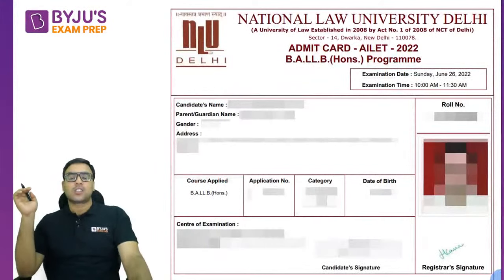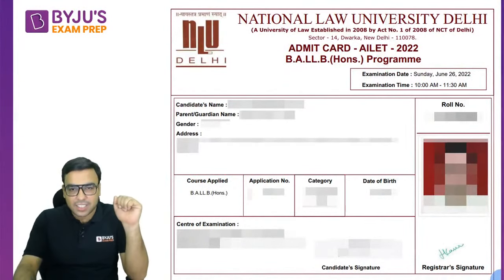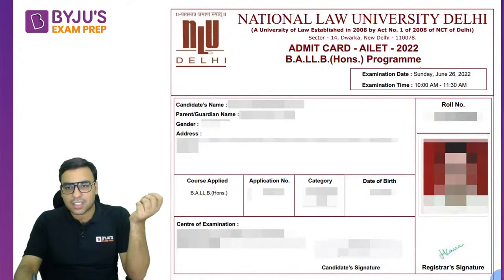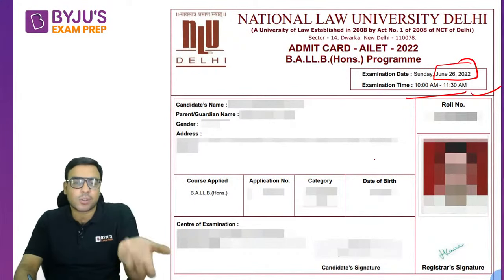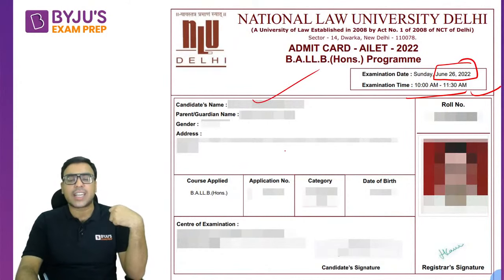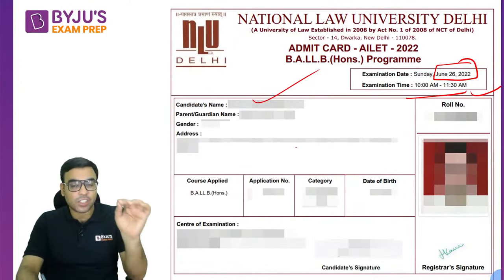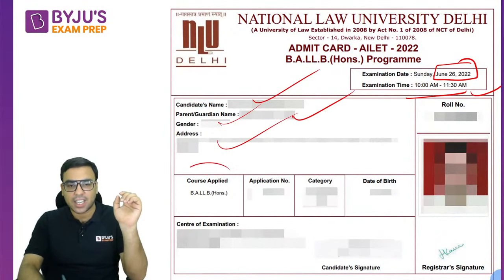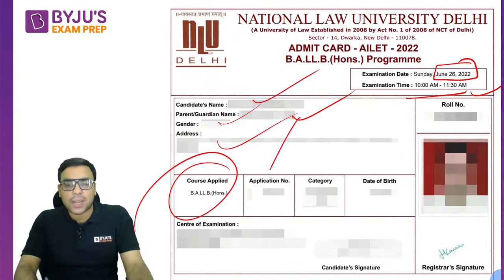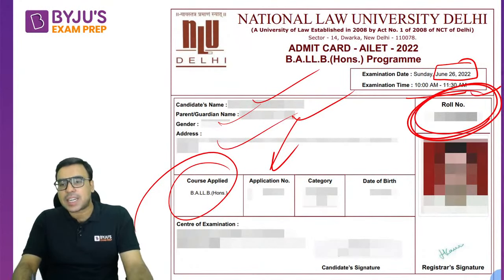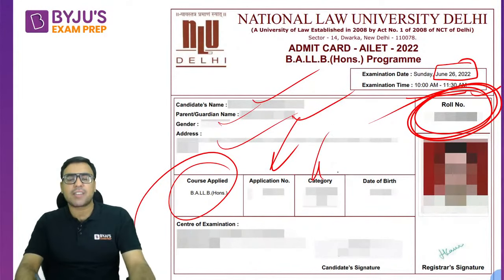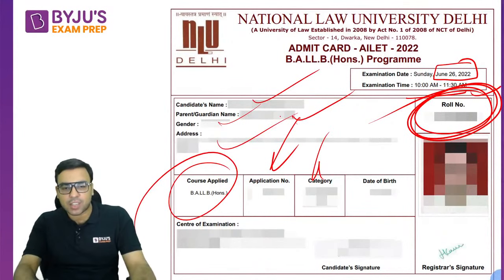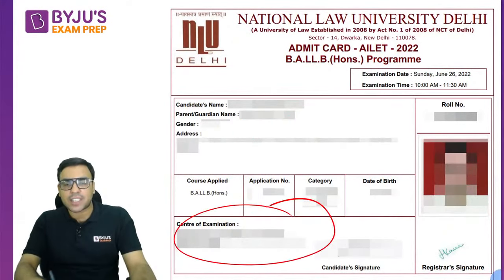Now the admit card will look something like this, National Law University admit card. The examination will be on 26th June from 10 a.m. to 11:30 a.m. Here your candidate name will be written. Please check whether your spelling etc. is fine. The name, your parents' name, gender, address is here. The course applied is BALLB, then application number, and roll number will be written here. Your category, whether you are General, SC, ST, EWS, and all, application number, center of examination, etc. Your signature and registrar signature will be there.